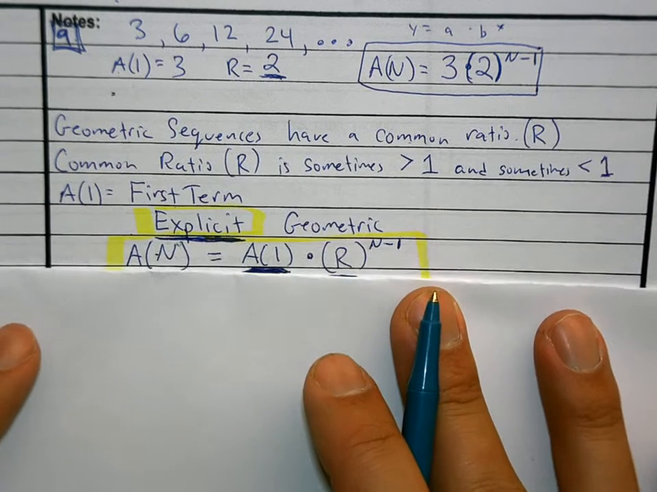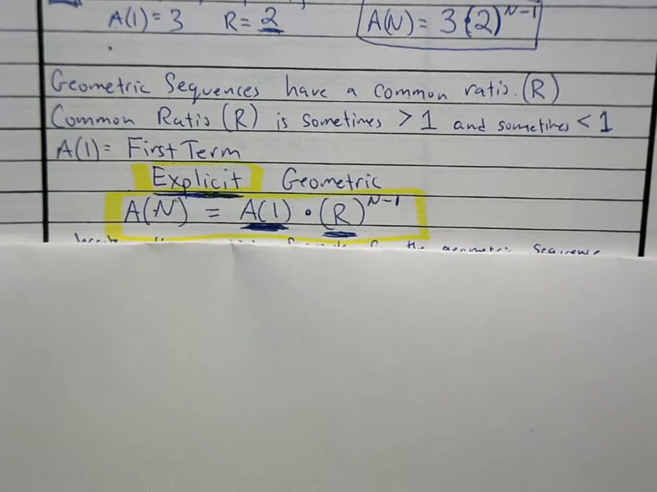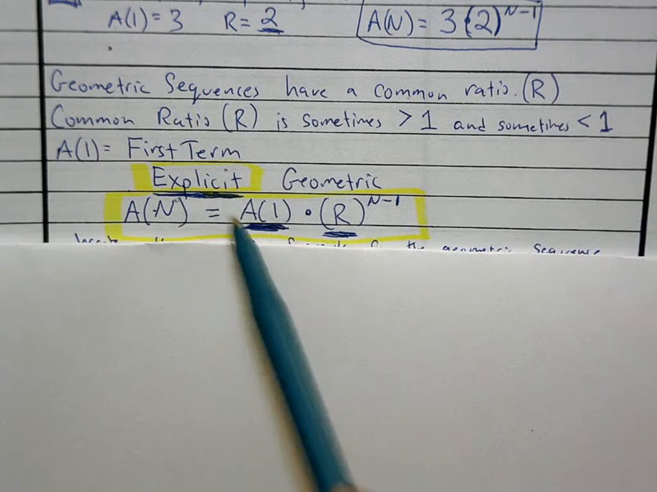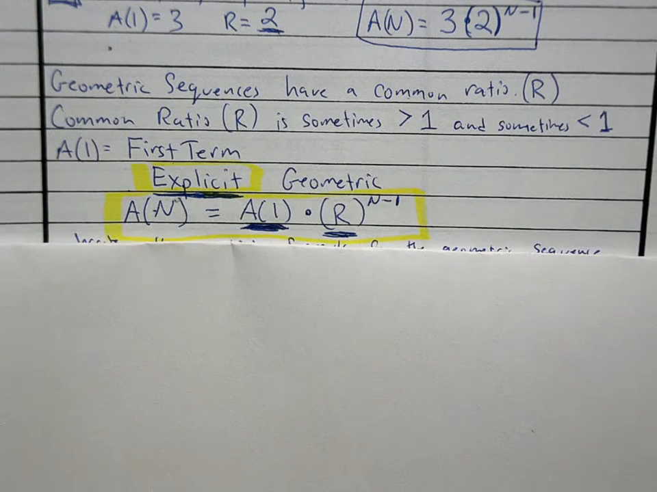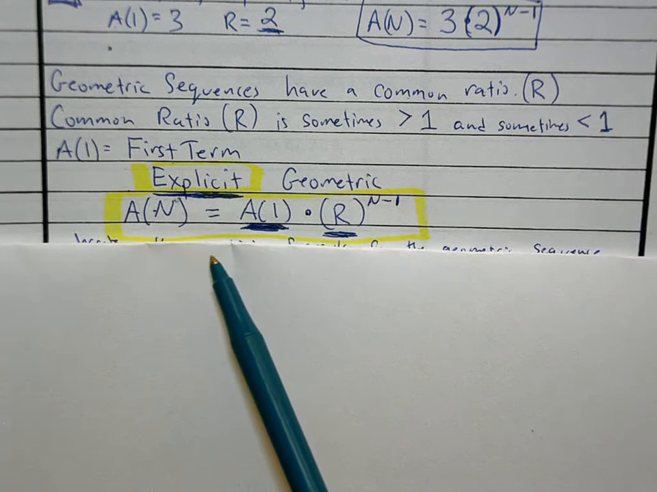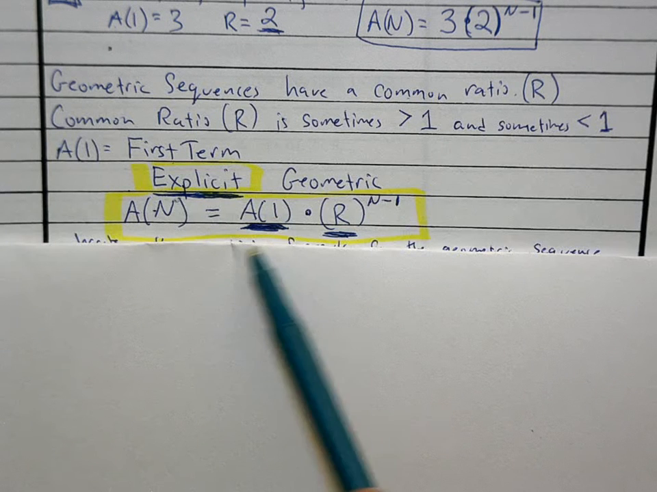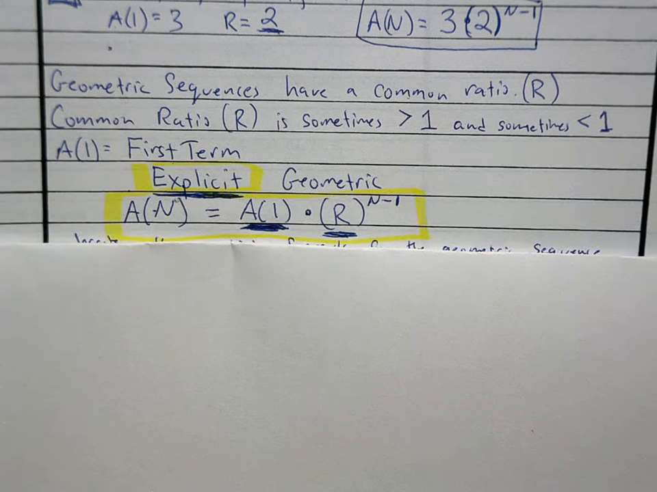And so that brings us to this formula, which you are going to be writing down a lot. I highlighted it because you're going to be using it in section 6. The explicit formula for a geometric sequence. I wrote explicit and geometric: a of n, a parenthesis n, is equal to a of 1, and I underlined a of 1, times r in parentheses, and I underlined r, to the n minus 1 power.